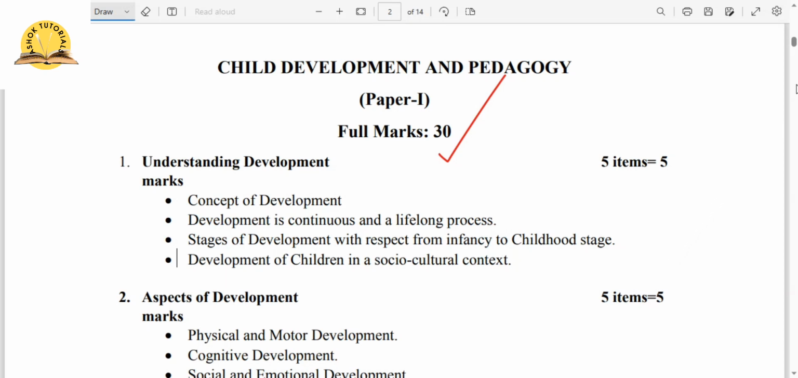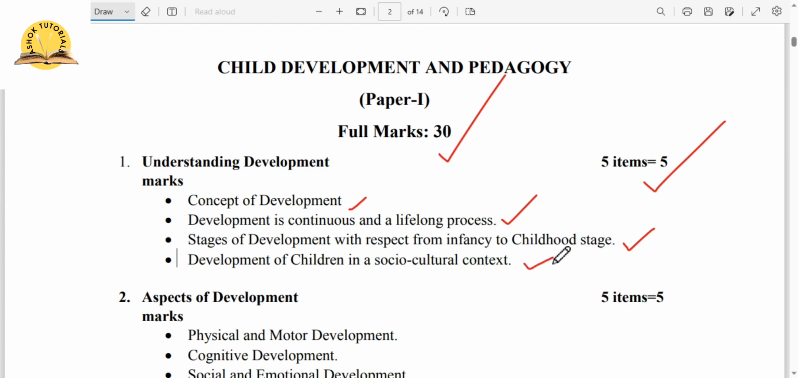So now let us see how many units it has got. Number one is understanding development. So in this particular unit you will be getting how many marks? 5 marks. So in understanding development we have the concept of development, development as a continuous and lifelong process, stages of development from infancy to childhood, all right, development of children in a socio-cultural context.